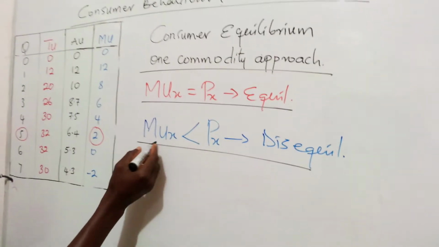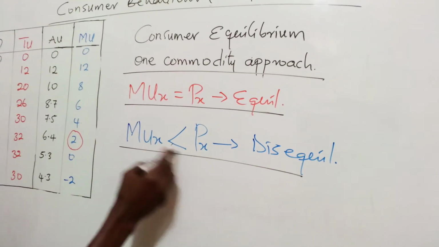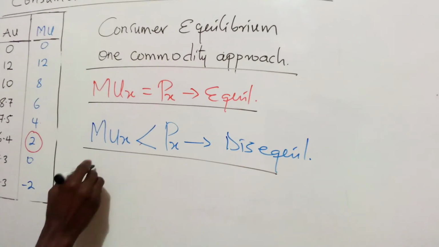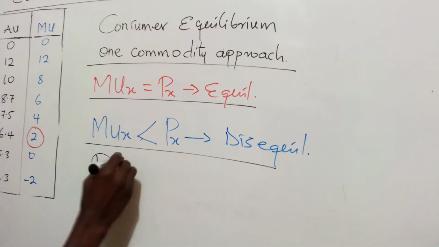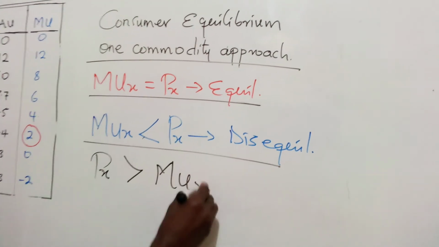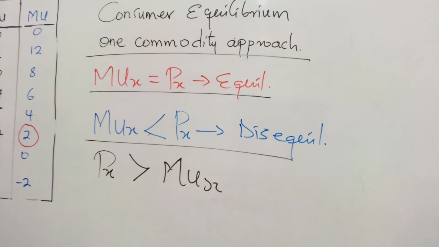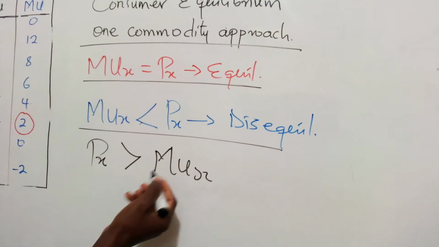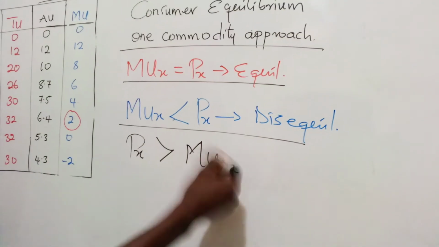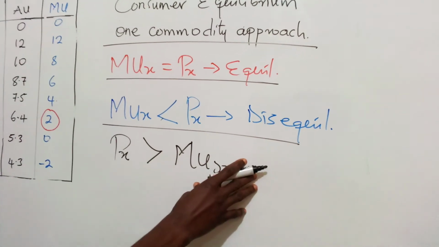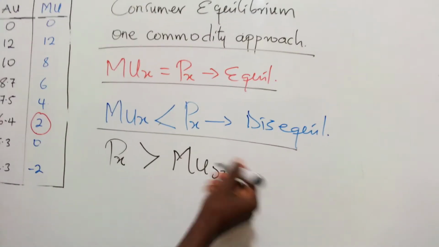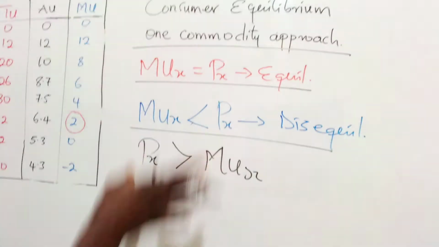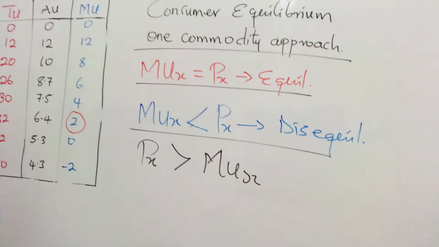Now look at it. Here, it means MU of x is less than P, the price of x. So we said it's disequilibrium. In other words, P of x is greater than MU of x. So it means the consumer can't buy any commodity. And what this implies is that the price is greater than the satisfaction. Is that clear? The price is greater than the satisfaction. Now, what must the consumer do to restore this equilibrium before buying the commodity?